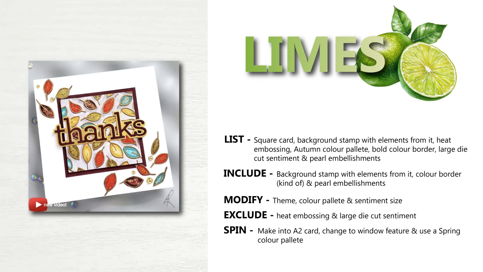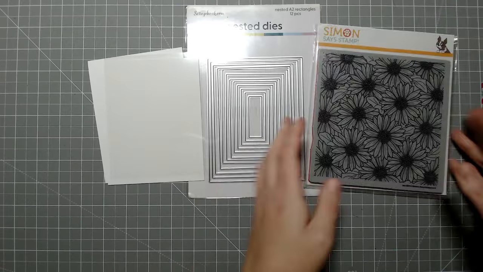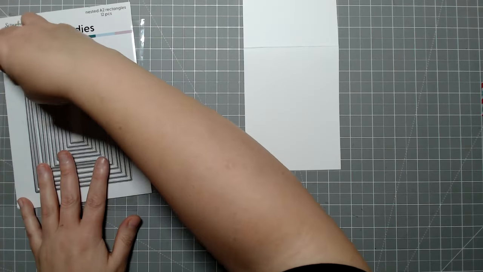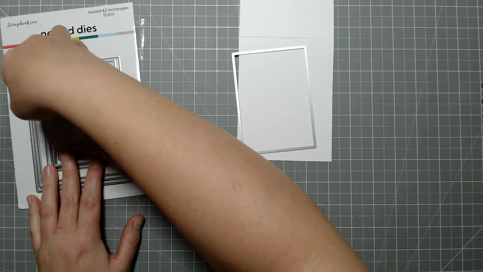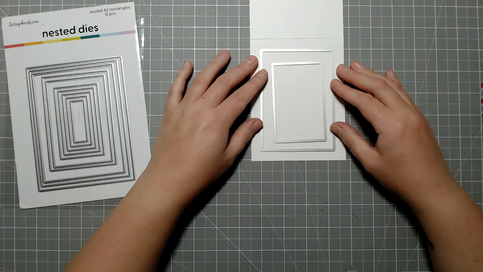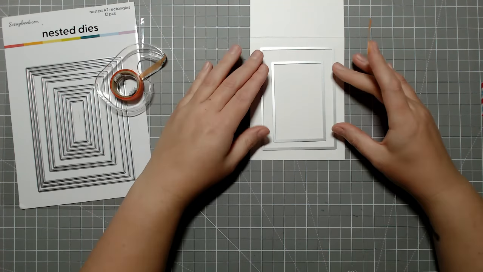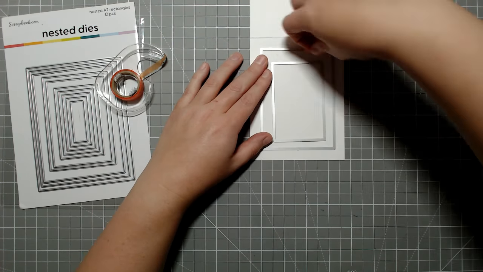And to put my own spin on this, I'm going to make it into an A2 card with a window feature, and I'm going to use a spring color palette. So I know that was a lot to go through, but if you want, you can go back and screenshot that to keep it for reference for later, just to see where I got the list from and what I wanted to change and compare the two.